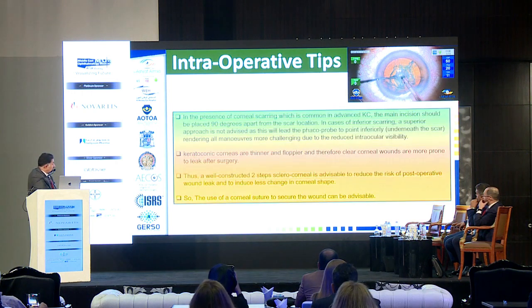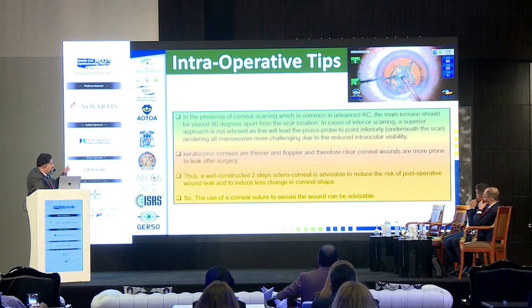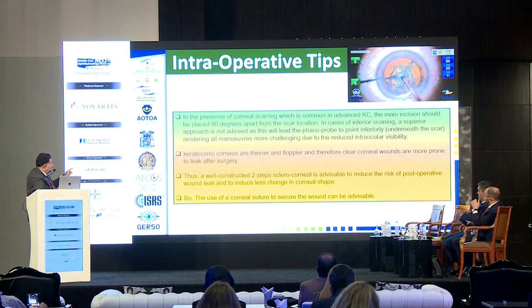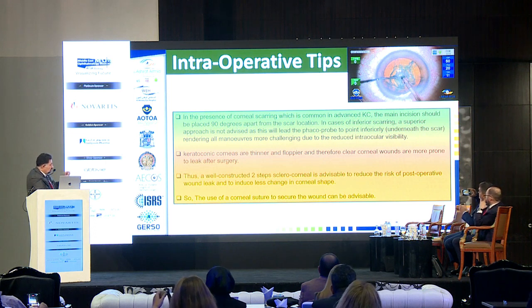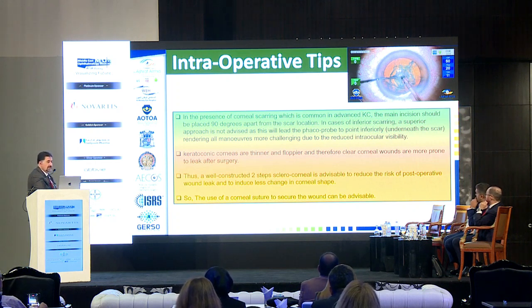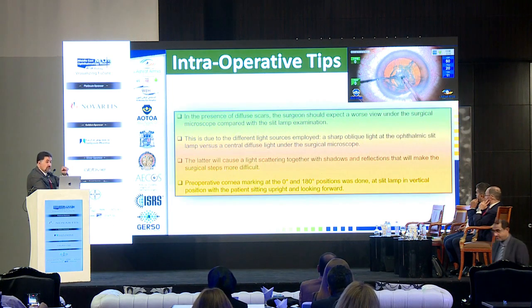Also, in the presence of corneal scarring, which is common in advanced keratoconus, the main incision should be placed 90 degrees apart from the scar. And a well-constructed two-step sclerocorneal incision is advisable to reduce the risk of post-operative wound leak. For me, even if I'm going for 2.2, I take a suture, because this is a fluctuating cornea.